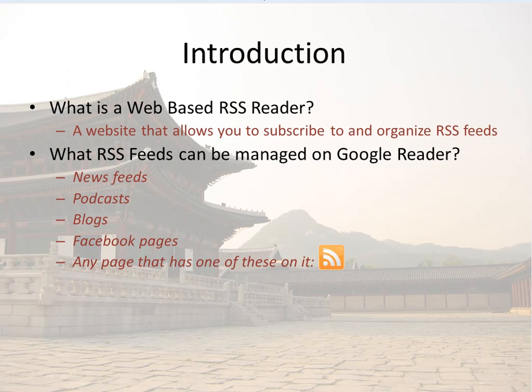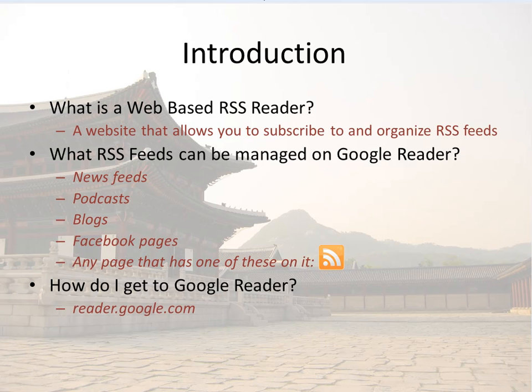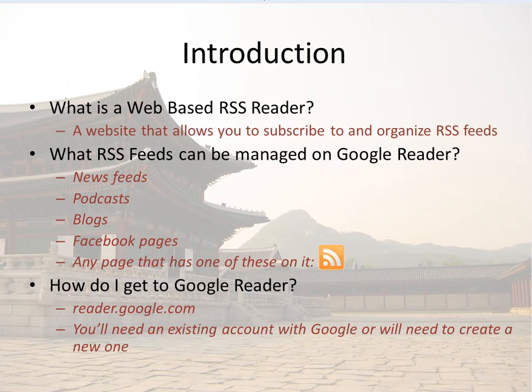That little symbol there is the symbol for an RSS feed, and if you see one of those on a page, it means there's something there that you can subscribe to. How do you get specifically to Google Reader? The address is reader.google.com, and in order to be able to use it, you'll need to have an existing Google account or you'll need to create a new one. So let's take a look at that.